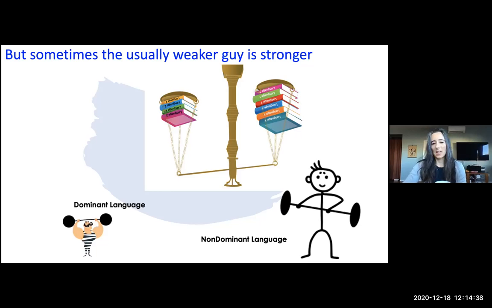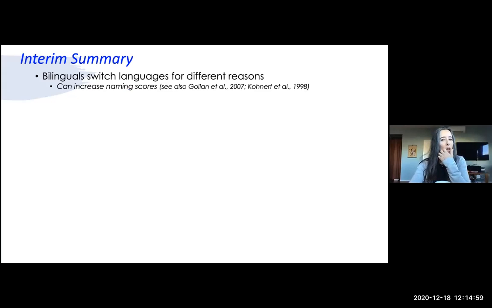It's not the kind of reverse dominance that we've been making a big deal out of lately. And I don't think this has anything to do with inhibition, but it's interesting to notice that this business of language dominance shifting over time, shifting depending on what you were just doing, is something that's really common in bilingualism in a number of different tasks and domains. Okay, so quick summary. Bilinguals switch languages for lots of different reasons, and this can increase naming scores. We're going to build this summary page.